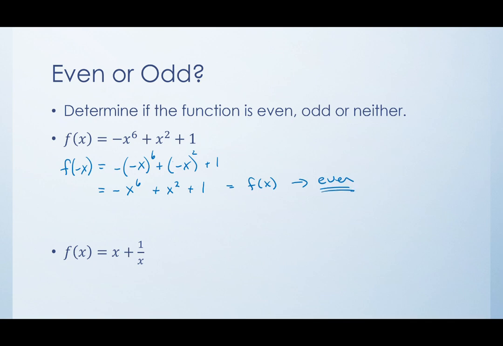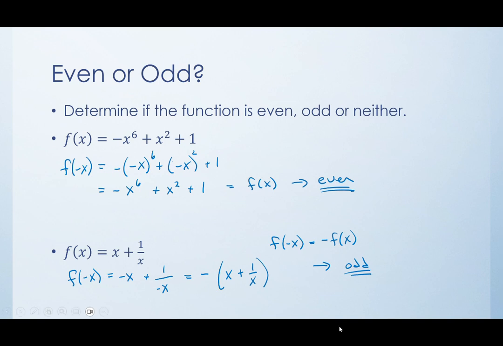So this means this one is even. What about the next one? So if I plug in f of -x, everywhere I got x, I'm plugging in a negative x. So I've got -x plus 1 over -x. And we can look at this one and say, oh yeah, I can factor out a negative. And from there we can see f of -x is the negative original function, f of x. So this one is odd.